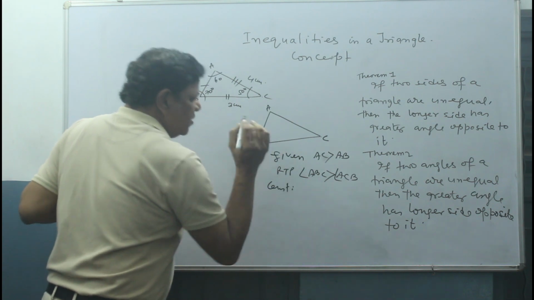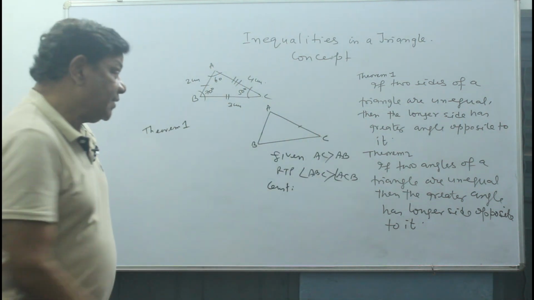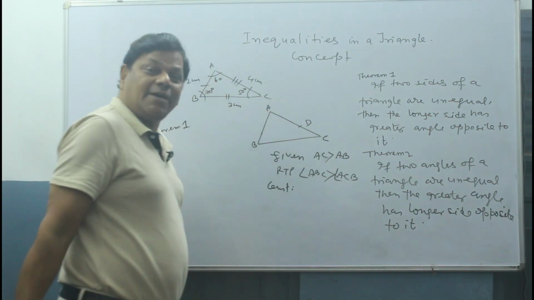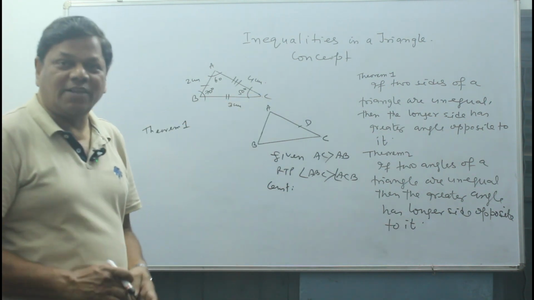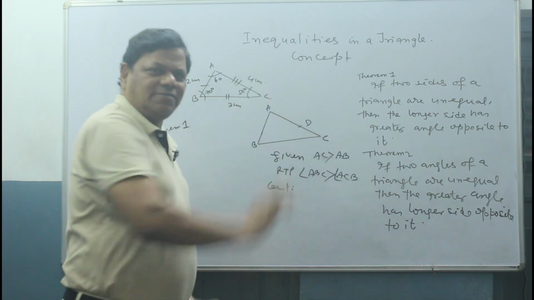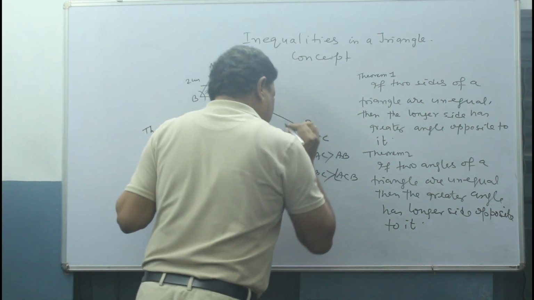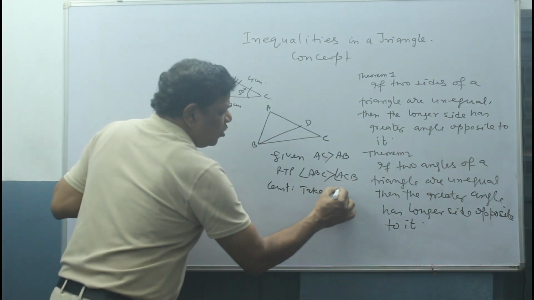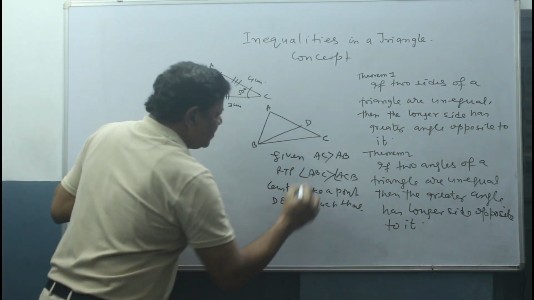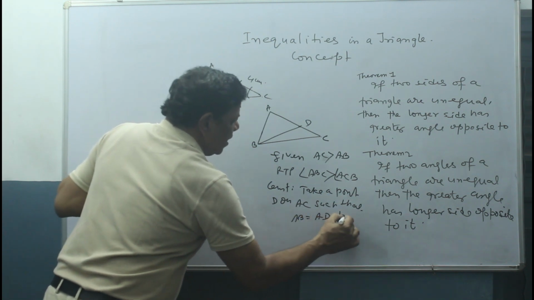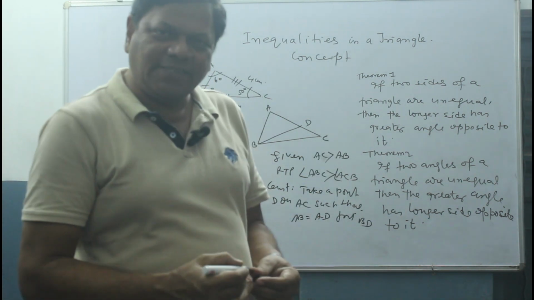What is that construction? I will take a point over here. One point. How to take that point? This point I take as D. I have taken D in such a way so that AB should be AD. You have to understand very well, children. I have taken a point on AC such that AB equal to AD. So AB equal to AD and I will join this. So what to write? Take a point D on AC such that AB equal to AD. Join BD. Okay? I think you understand this much.